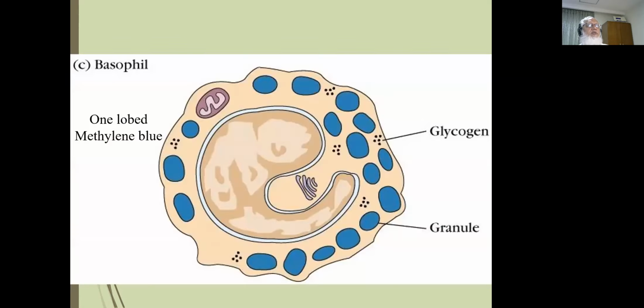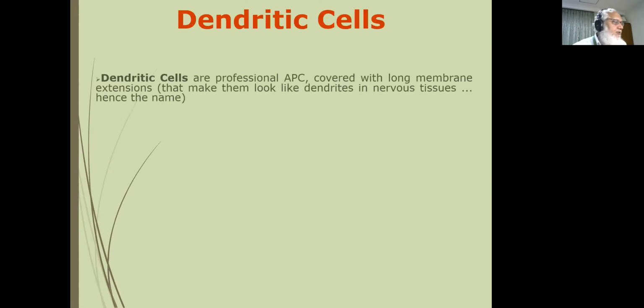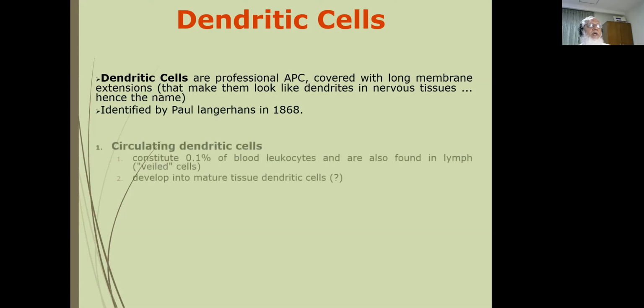They are the basophils. Dendritic cells, this is very important. Dendritic cells are professional antigen presenting cells covered with long membranous extensions. That's why they are known as dendritic cells; they look like dendrites in the nervous tissue. They were identified by Paul Langerhans in 1868. There are 4 types of dendritic cells. Circulating dendritic cells constitute 0.1% of blood leukocytes.